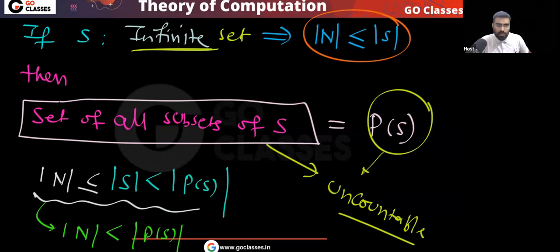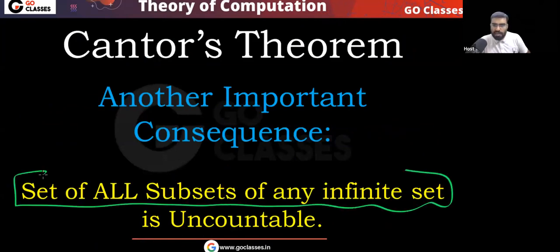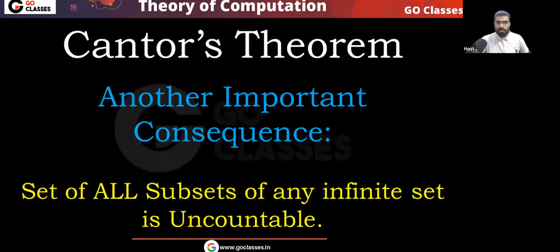So what is PS now? PS is uncountable. Is this clear? So this is the final point: the set of all subsets of any infinite set is uncountable.